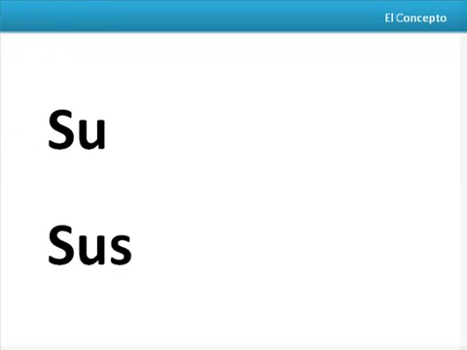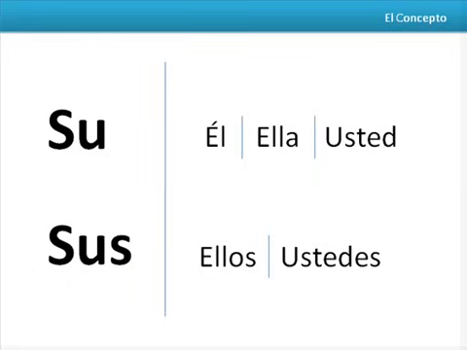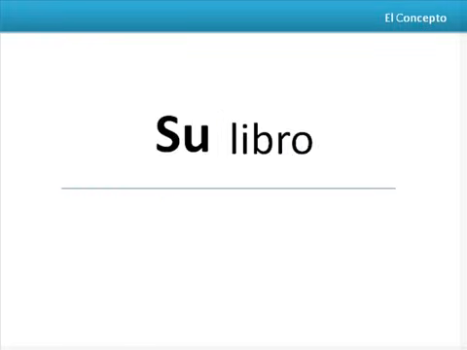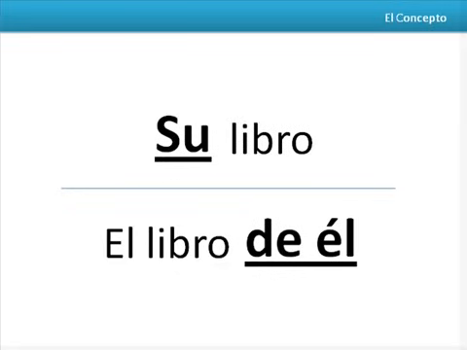Wizard notes. As an additional note, the possessive adjectives su and sus are commonly used with 5 of the Spanish pronouns: él, ella, usted, ellos, and ustedes. Usually, the context will make it clear who exactly su or sus is referring to, but sometimes they can be ambiguous. Let's take the English example, his book, su libro. If you need to clarify who the su is referring to, we would say el libro de él. This explicitly indicates that we're talking about his book.